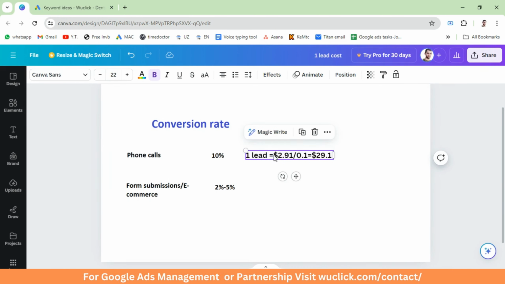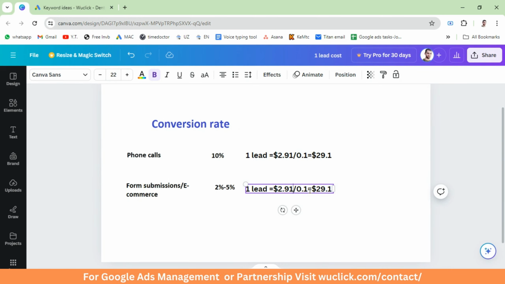Let's calculate it for form submission. Here we should be dividing that by 0.2, and the cost is going to be 145.5.